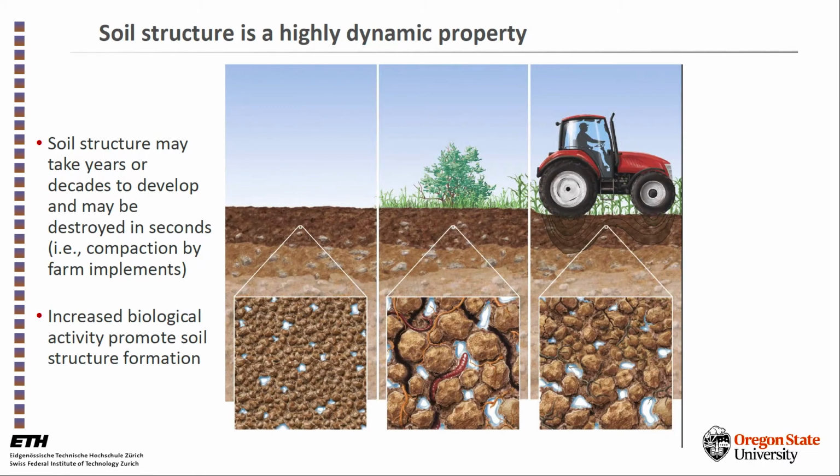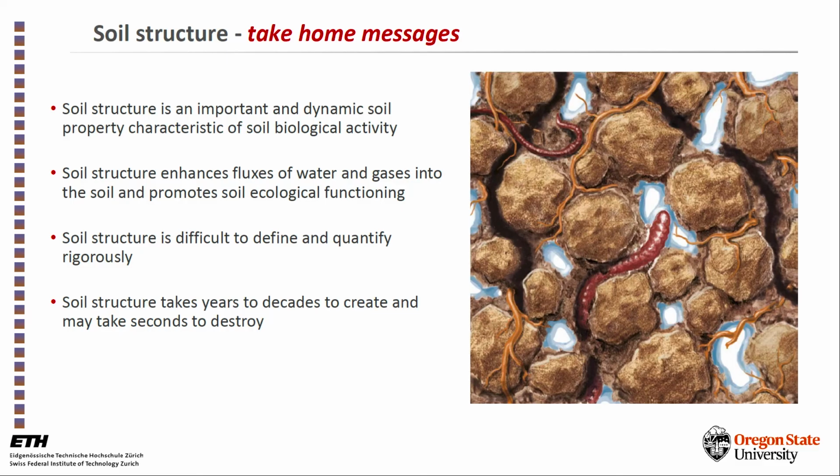As I said, soil structure is a highly dynamic property. In absence of biological activity, you'll see on the left panel kind of homogeneous soil with no distinct aggregation. Whereas when you have plants in the middle panel, you'll see slowly formation of aggregates, and the carbon input into the soil would feed the earthworms and other fauna in the soil. And that structure may be destroyed in a second, as I mentioned, with the passage of a tractor over that surface. So the take-home message is that soil structure is an important and dynamic soil property.